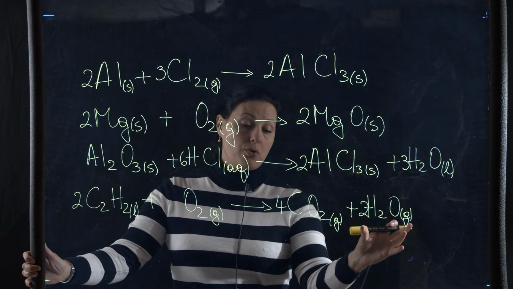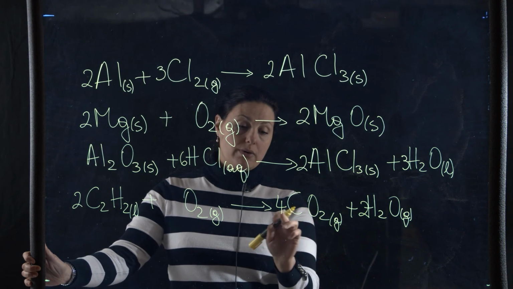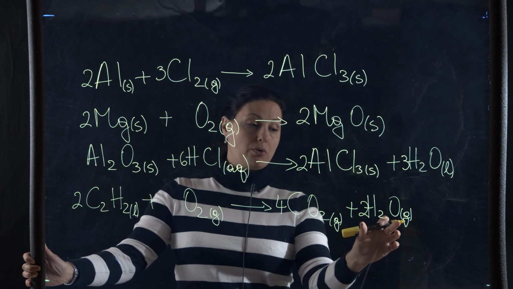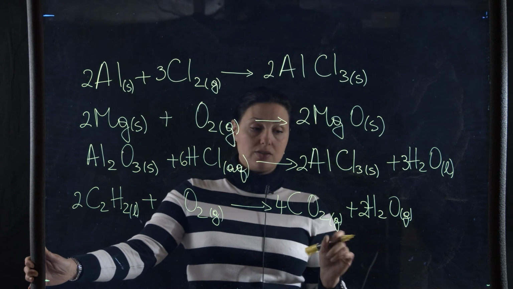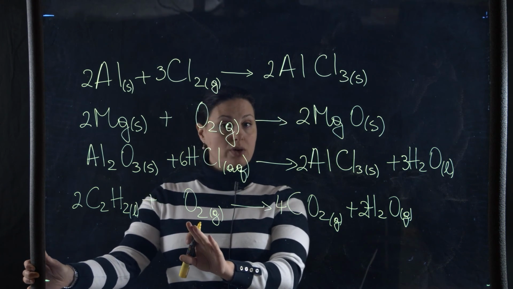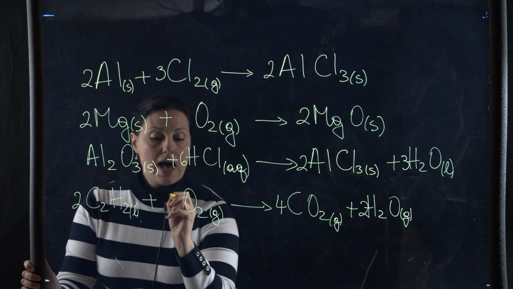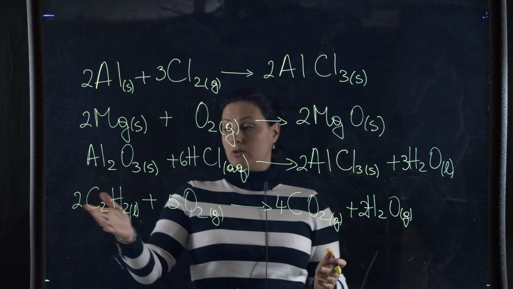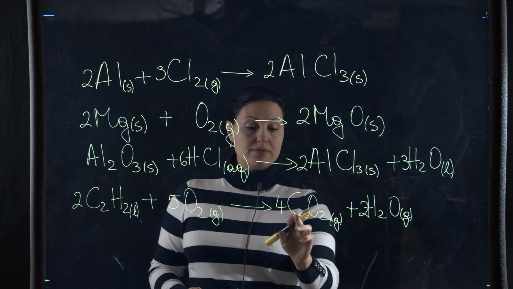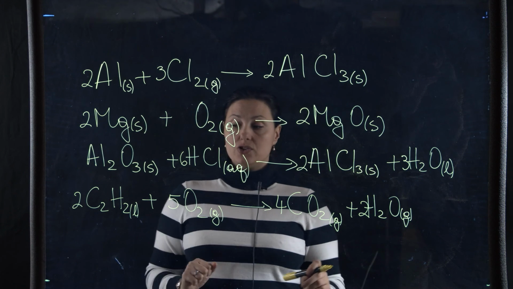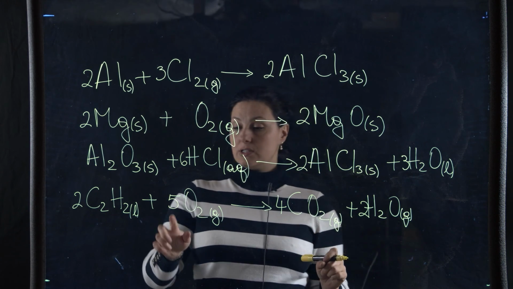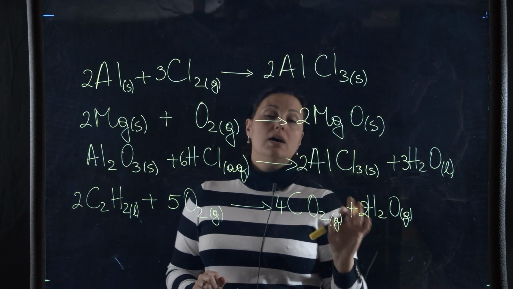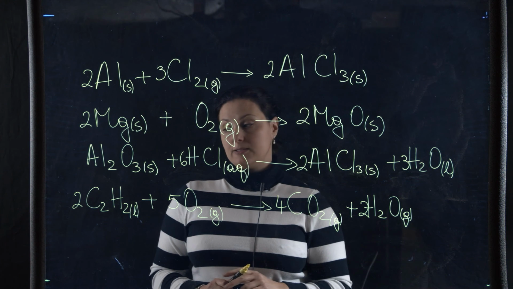And then from the water, but I have oxygens from CO2 as well. I have 4 times 2, that's 8 oxygens here, and 2 oxygens from the water. That makes a total of 10 oxygens on this side, but I only have 2 on this side, so to make them equal, I can put a 5 in front of the oxygen. So now 2 times 2, 4 carbons, 4 carbons. 2 times 2 hydrogens, that's 4 hydrogens, 4 hydrogens. 5 times 2 is 10 oxygens, 4 times 2 is 8, plus 2, 10 oxygens, and I am balanced.